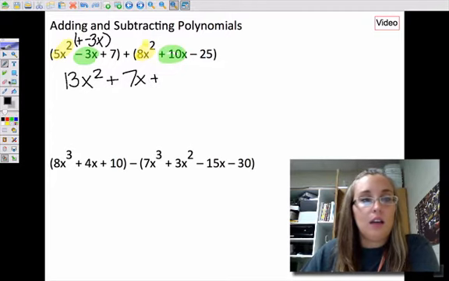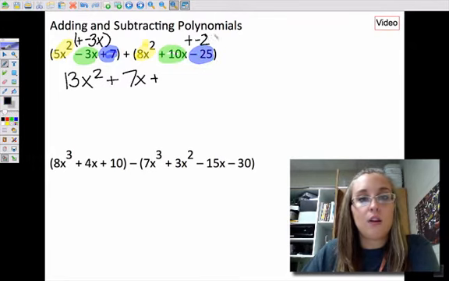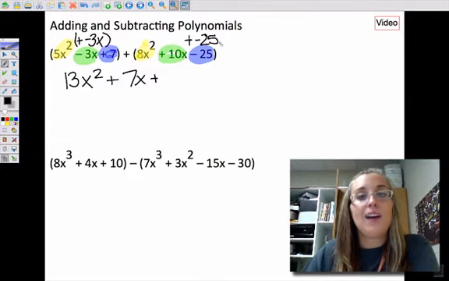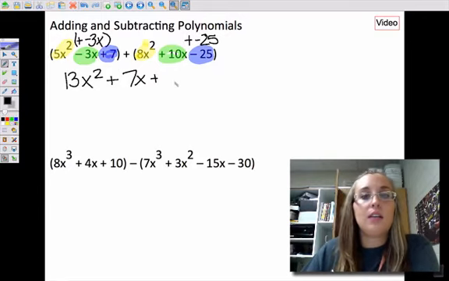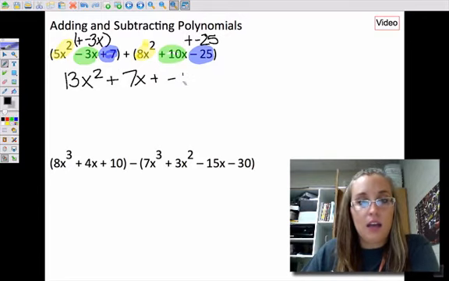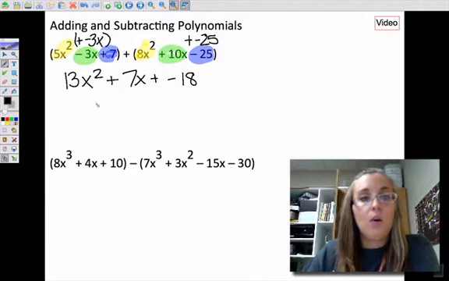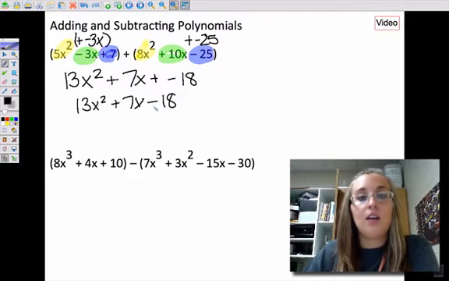plus, once again, we've got 7, and we've got a minus 25, which is like a plus negative 25. Okay, so we've got negative 25 and a 7 combined together. It's going to give me a negative 18. Or you could also write it 13x squared plus 7x minus 18. I would accept either answer. Subtracting 18 is the same as adding negative 18.